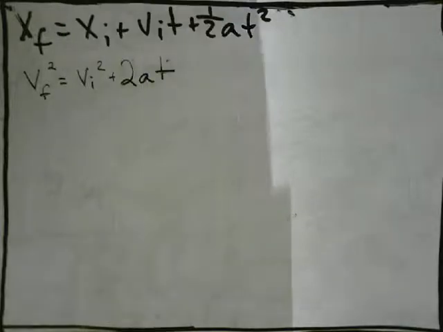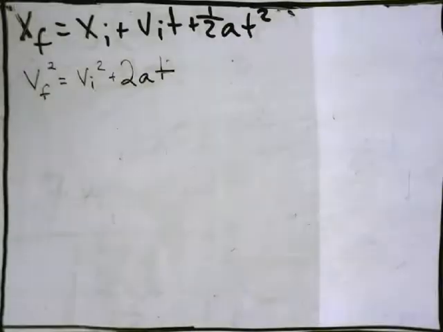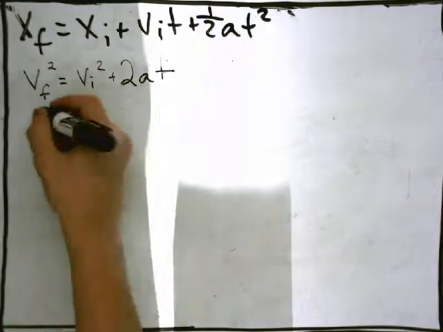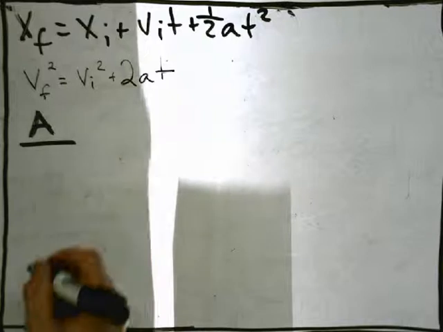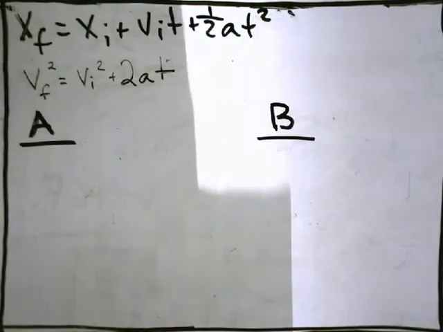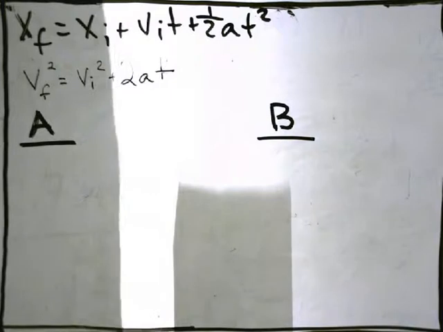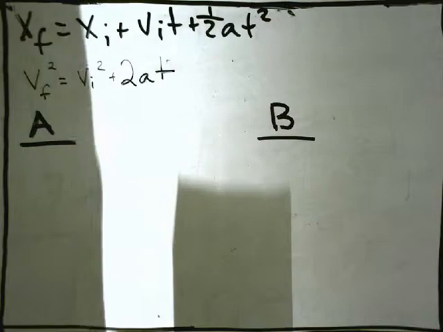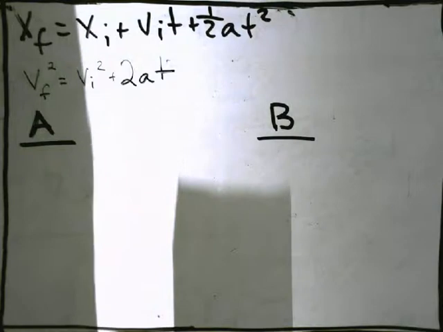Alright, so today we're going to be doing a video on two-dimensional kinematics. So we're going to have two particles: particle A and particle B. Particle A is going to have, on a two-dimensional Cartesian coordinate system, an initial position.